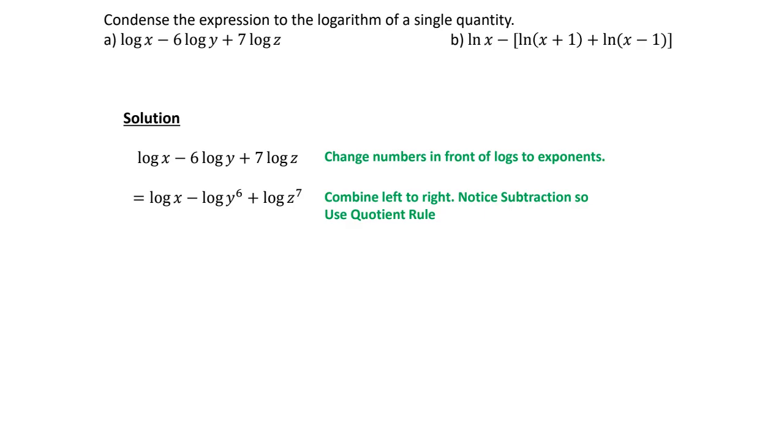So the first two things that I see here have a log of x minus a log of y to the sixth power. To combine these, I'm gonna use my quotient rule that says when you have two logs that are being subtracted from each other, you divide the inputs, right?